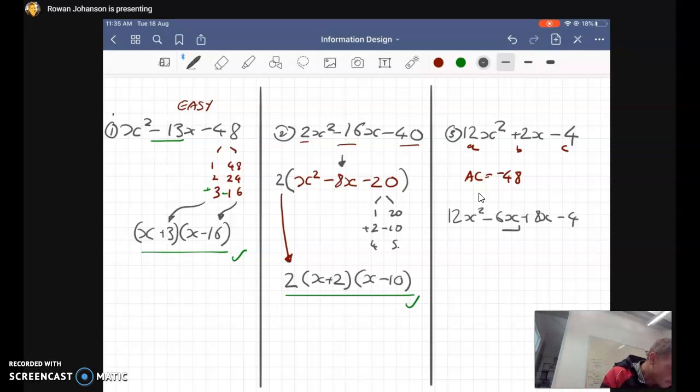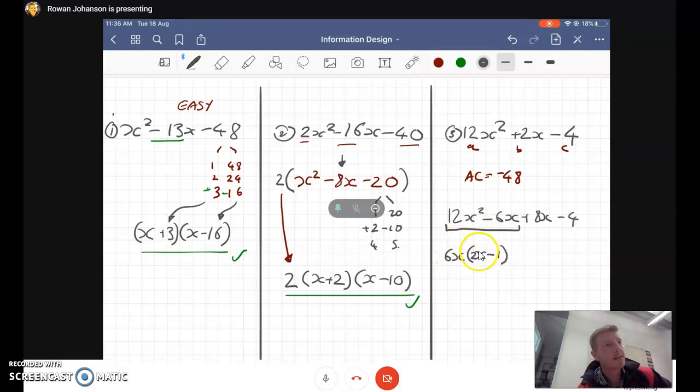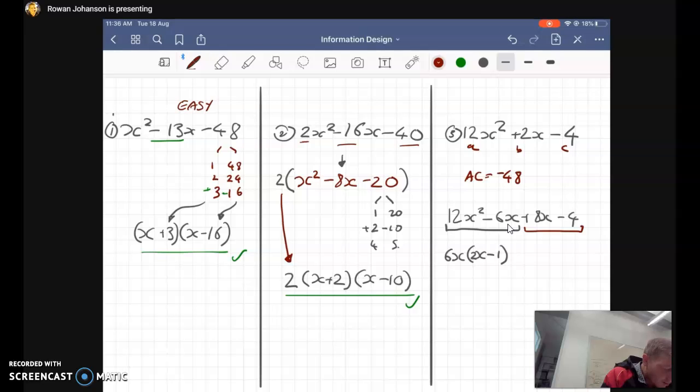So now I factorize my first half, and I know I can pull out 6x as a common factor. So it's going to go 6x times 2x minus 1. And I can check that works. That's 6x times 2x equals 12x squared, and 6x times negative 1 is minus 6x. Then I'll do the second half. And I think I've got 4 as a common factor. But I know that this bracket must be 2x minus 1 no matter what, which means outside I have to put plus 4.